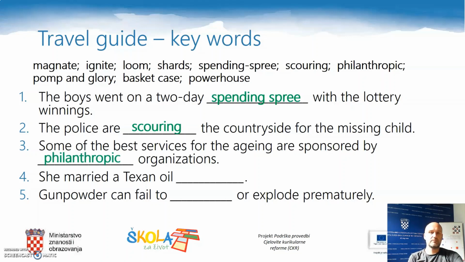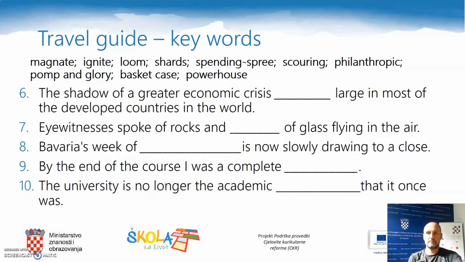A person who has a lot of money is a magnate. So she married a Texan oil magnate. And what can happen to gunpowder? It can fail to ignite or explode prematurely. So it doesn't explode or it explodes too soon. Here are the other 5 sentences. The shadow of a greater economic crisis looms large in most of the developed countries in the world.